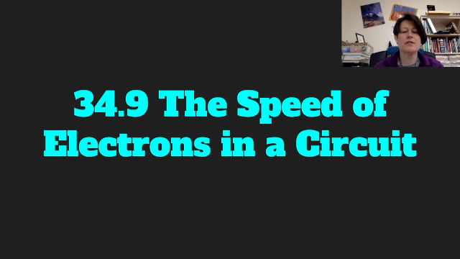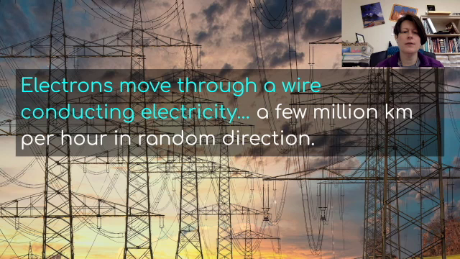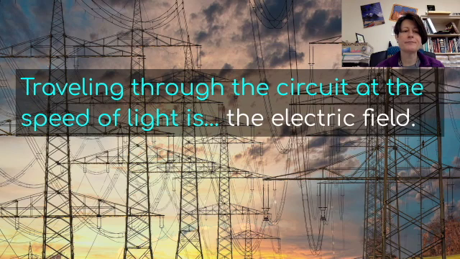So let's talk about the speed of electrons in a circuit, because when we flip on the switch to turn on the lights, it happens immediately. So, how fast are those electrons going? Electrons move through a wire conducting electricity a few million kilometers per hour in random directions. So, they're not even moving in the same direction. That could cause a problem, right?